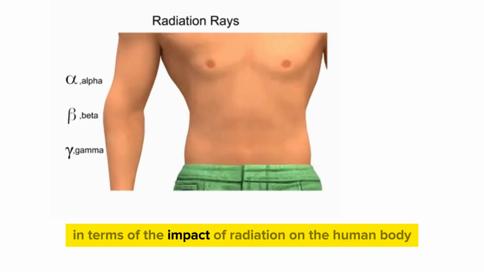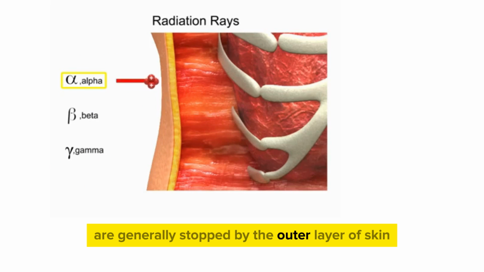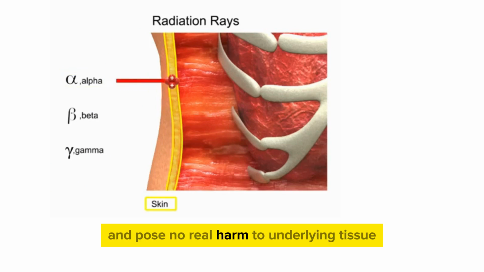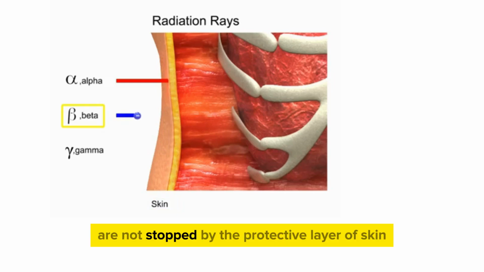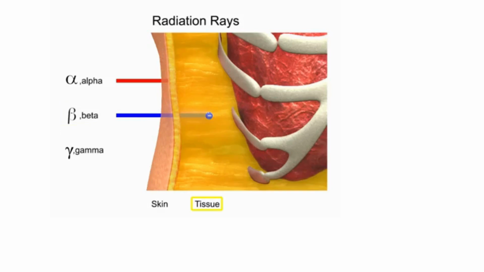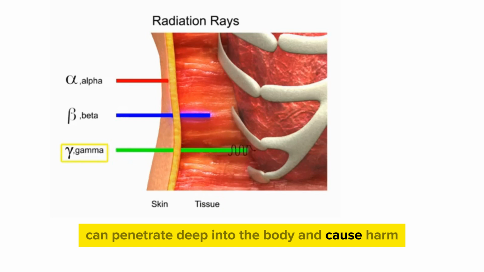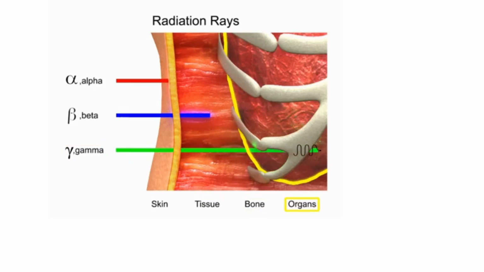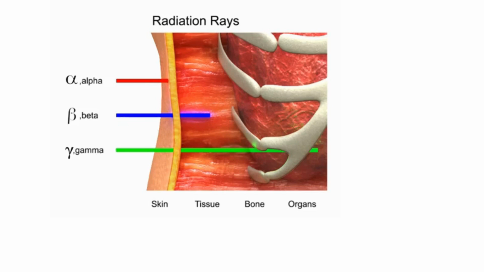In terms of the impact of radiation on the human body, alpha particles are generally stopped by the outer layer of skin and pose no real harm to underlying tissue. Beta particles, however, are not stopped by the protective layer of skin and can damage deep sensitive tissue. Gamma rays likewise can penetrate deep into the body and cause harm. This is why it is necessary to wear specialized protective gear when working with radioactive materials.